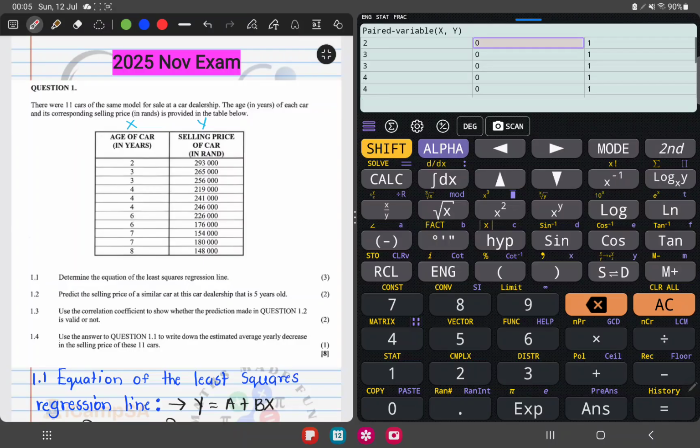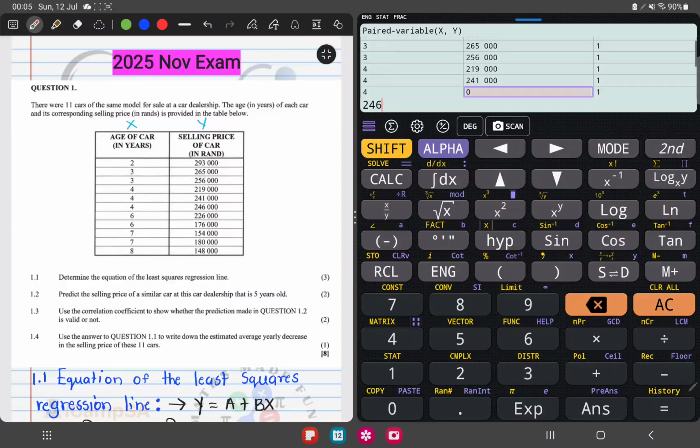I put in the numbers that I have there. If you look carefully, it's 293, 123, and then it's 265, 123. Then it's 256, 123, then it's 219, 123. And then it's 241, then 246, then 226. Then you will see we have 176, then 154, then 180, and then 148.